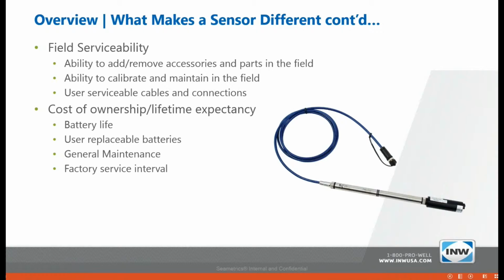Another thing to consider would be cost of ownership and life expectancy. They're moving more towards having replaceable batteries in the field now. At one time, with more of your sensors out there, you would have to send it to the factory to have the battery maintained. Then there's general maintenance, calibration for conductivity probes, things along those lines.